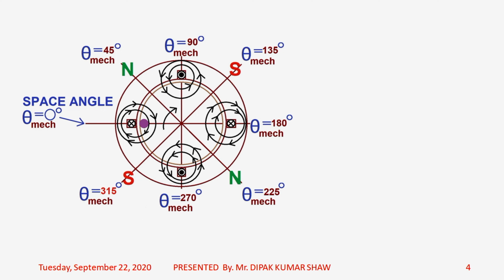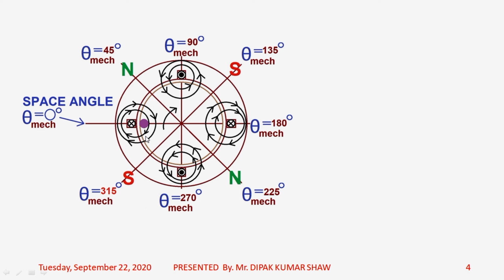So what is the convention? That if lines of flux are leaving the stator core and entering the rotor core, then it will be treated as positive. And if the lines of flux are leaving the rotor core and entering the stator core, it will be taken as negative. So by that same convention, you can find that flux under the north pole will be positive, flux under the south pole will be negative, again flux under the north pole will be positive, flux under the south pole will be negative.